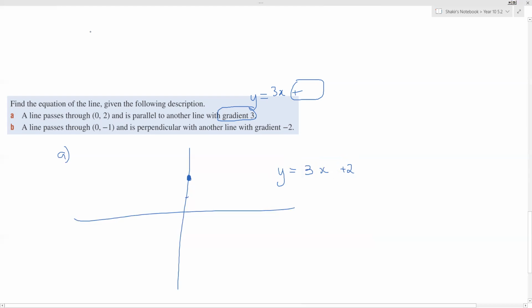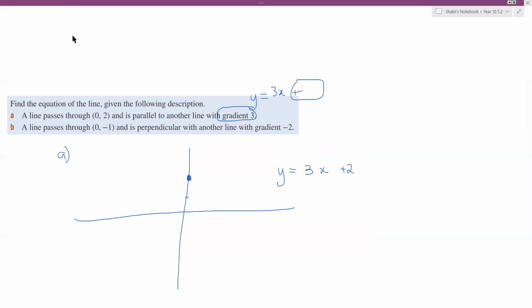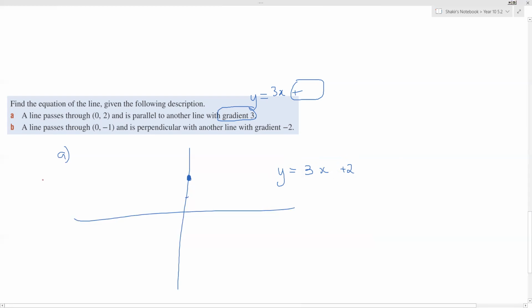Now we move to part B, and I'll use a different colored pen. B is going to be in red. A line passes through (0, -1). So the -1 is obviously the y-intercept, and we can write straight away y equals something x minus 1, because it's going through the y-axis at -1. And it's perpendicular to another line with gradient -2.